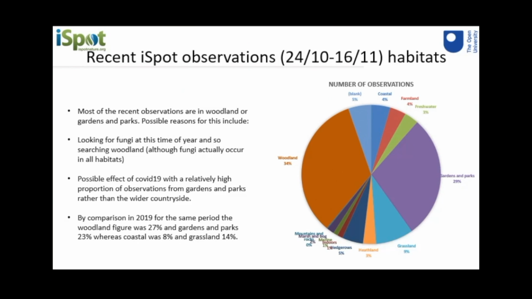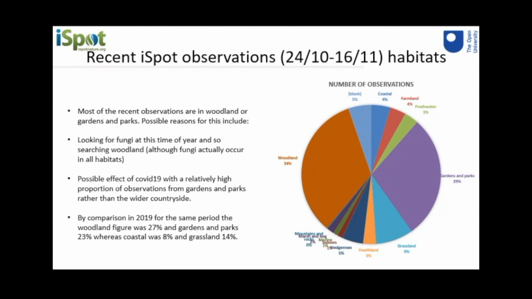Many people have commented on the forum and elsewhere that there are lots of people in the countryside now. This year people have just been out in the countryside, and often they are in woodlands and gardens and parks. If we compare the figures for these two habitats for this exact time period last year, those figures are indeed higher. Some of the ones that are lower this year are things like coastal and grassland. So people aren't necessarily travelling so far. They're not necessarily going to the coast.